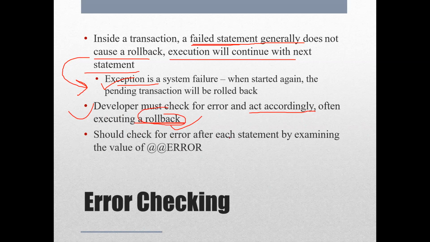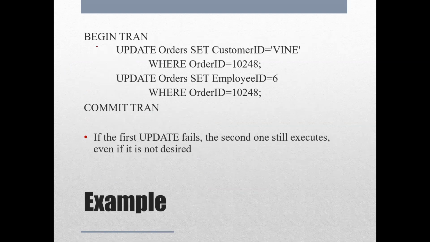We should check for error after each statement by examining the value of @@ERROR. You remember this is a system variable with two @ signs. The system variable will let us check the error, or, as I told you, we can use the try and catch block, which we'll use in one of our examples later on. So if you see, BEGIN, UPDATE Orders SET order ID where order ID is equal to 10248. So we are just updating one statement. Then UPDATE Orders SET employee ID 6 where order ID is equal to 10248.